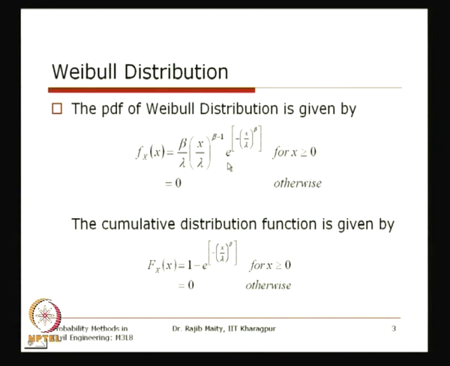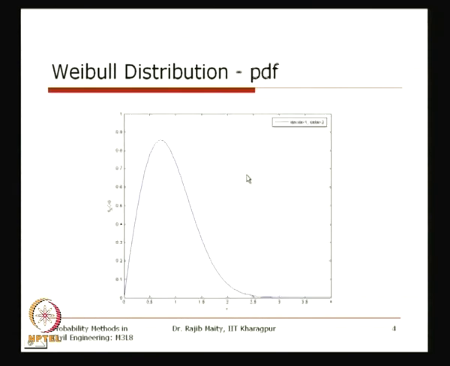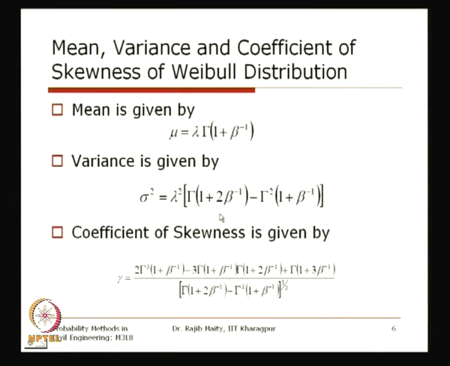So, with respect to the exponential distribution, we can say that one more parameter is introduced, which is beta. If this beta equals 1, the Weibull distribution becomes the exponential distribution. And we will also show how the gamma distribution is a special case of this Weibull distribution, which we will discuss in a minute. So, now we have discussed the first few moments: mean, variance and coefficient of skewness.